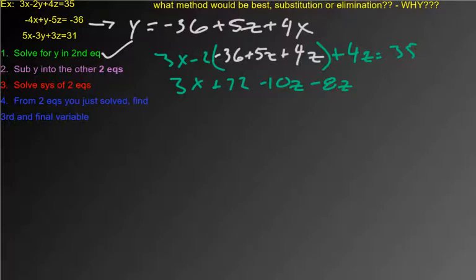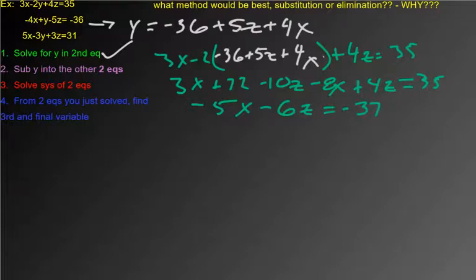No, we don't. There's not two z's. This should be an x, and so this should be an x now. Okay. And plus 4z equals 35. And then, let's see, negative 5x, we're going to get negative 6z, and I'm going to move this 72 over to the right. If we do that, we get negative 37.